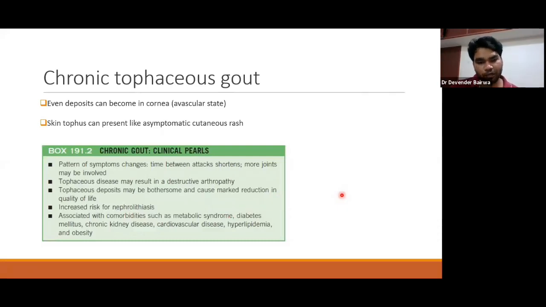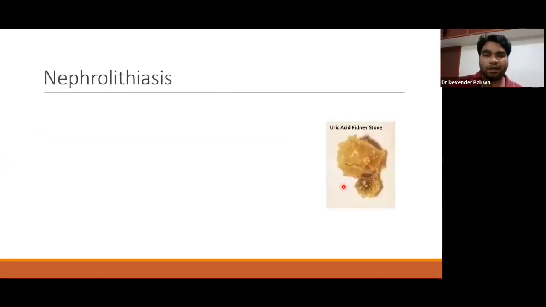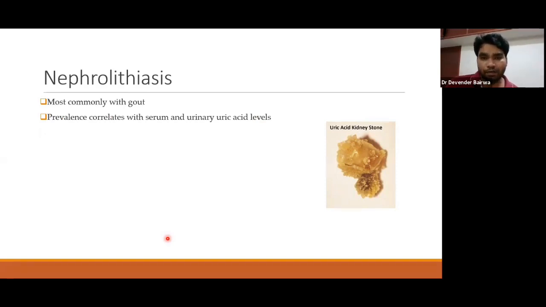With time, there can be increased nephrolithiasis, and generally there will be association with other comorbidities like metabolic syndrome, diabetes mellitus, chronic kidney disease, cardiovascular disease, hyperlipidemia, and obesity. So all these features will be seen. Coming to nephrolithiasis, most commonly nephrolithiasis is seen with gout. Some patients will have coexisting, pre-existing gout, and then they will present with nephrolithiasis. The prevalence generally correlates with serum and urinary uric acid level, meaning if the uric acid level is high, there are high chances of development of uric acid kidney stones.